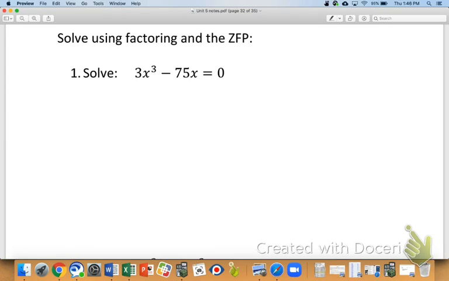It says solve using factoring and the ZFP. So remember, if you're talking, you're probably not listening. Remember what I just told you? I wrote it in large, fat font on the screen. If you're going to be factoring, you better consider the GCF before you do anything else. Make sense? So GCF and then move forward, okay? Ready, set, go.